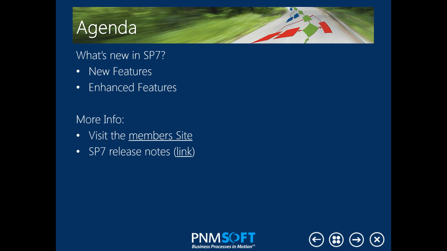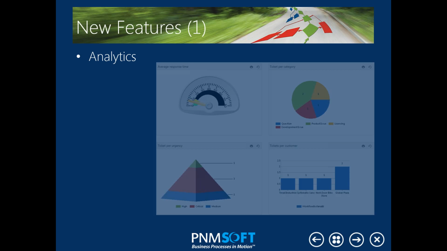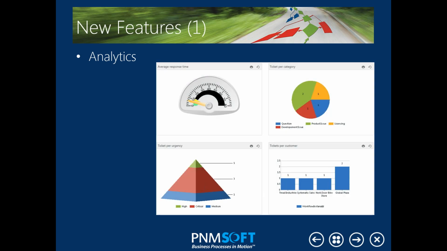All right, so let's start with one of the key new features that we have in SP7, that is Analytics. So what is Analytics? Sequence Analytics is a cool new feature to visualize process metrics. In other words, it's a sort of dashboard visualization tool for your application's key performance indicators, or what we call KPIs.